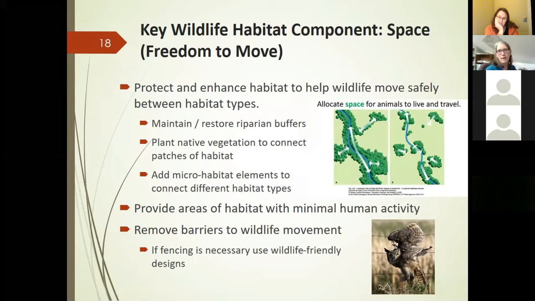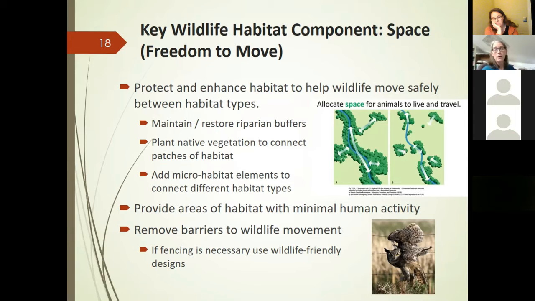And another thing to think about is where to provide habitat such that it's away from regular human disturbance. Some species of wildlife are more tolerant than others. Some are very secretive and less tolerant of human presence, activities, noise, light.